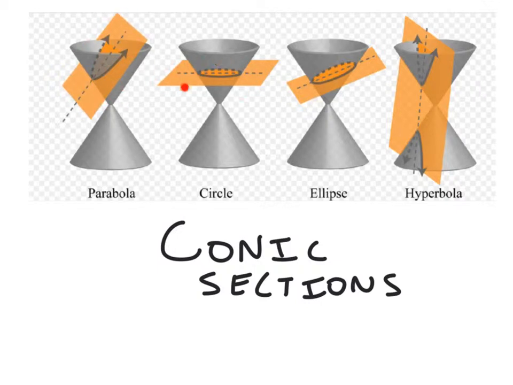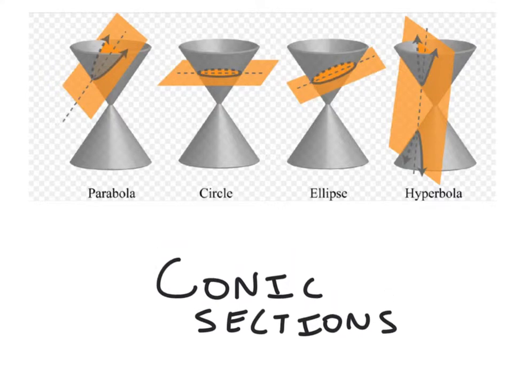A circle is another conic section. An ellipse or an oval is a conic section that actually includes the circle. The circle is a type of an ellipse. And a hyperbola is the last type of conic section.